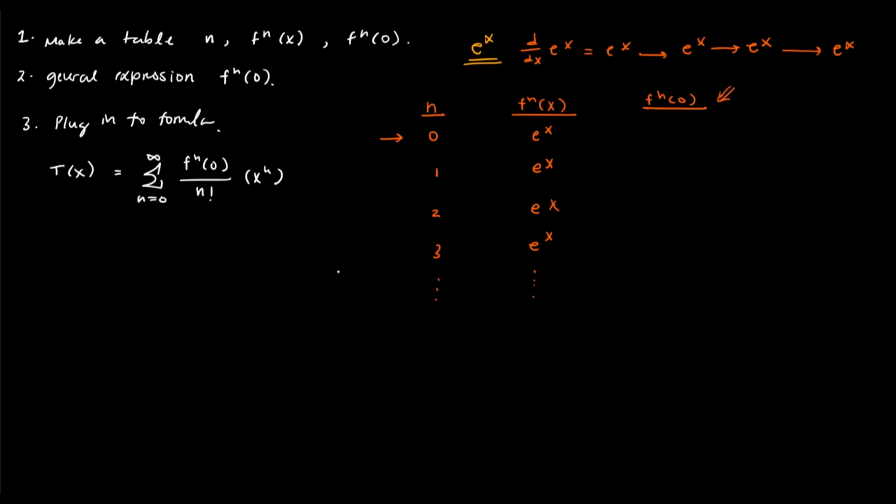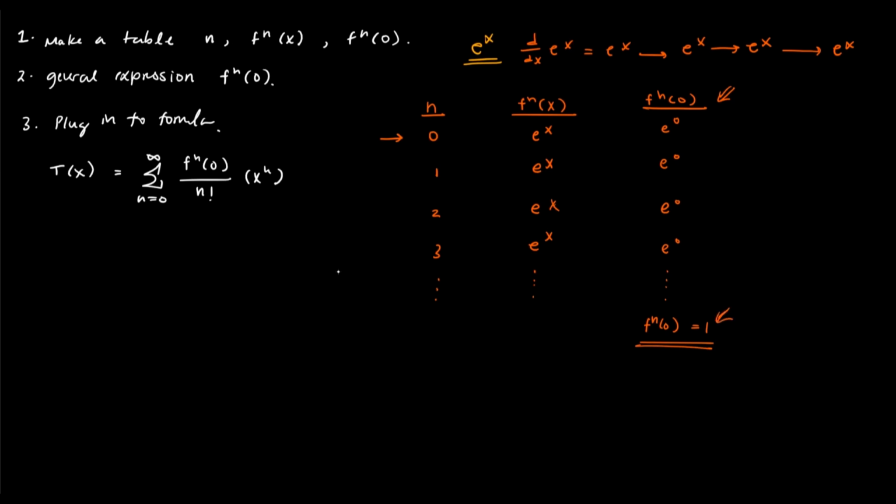Now what does this look like when we plug in x equals 0 for our third column here? So let's plug in x equals 0 to our nth derivative at x. Well, this is going to end up being e to the 0, e to the 0, and so on. Again, no matter how many times we keep taking the derivative, no matter which value of n we choose, our nth derivative at 0 is always going to be equal to 1. And so that's our general expression, our step 2. Our general expression for the nth derivative at 0 is just going to be 1.